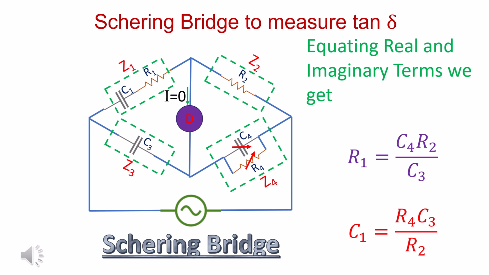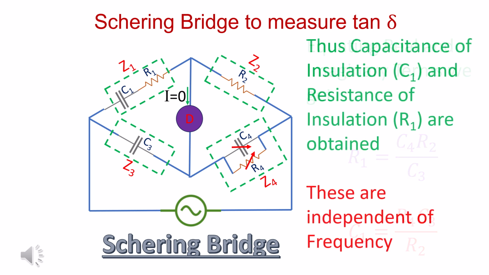Equating real and imaginary terms, we get R1 is equal to C4 R2 by C3, C1 is equal to R4 C3 by R2. Thus, capacitance and resistance of insulation are obtained. These are independent of omega, that is frequency.